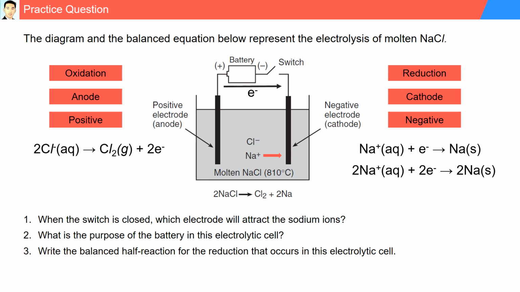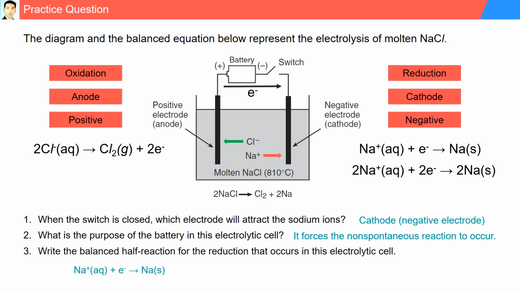The sodium will move towards the negative electrode, or the cathode, while the chlorine will move towards the positive electrode, or the anode. Therefore, for question 1, when the switch is closed, the electrode that will attract the sodium ions is the cathode, or the negative electrode. The purpose of the battery in the electrolytic cell is that it forces a non-spontaneous reaction to occur. The half equation reaction that occurs in this cell, the reduction part, is sodium ion gaining an electron to form a sodium solid, or 2 sodium ions gaining 2 electrons to form 2 sodium solid.